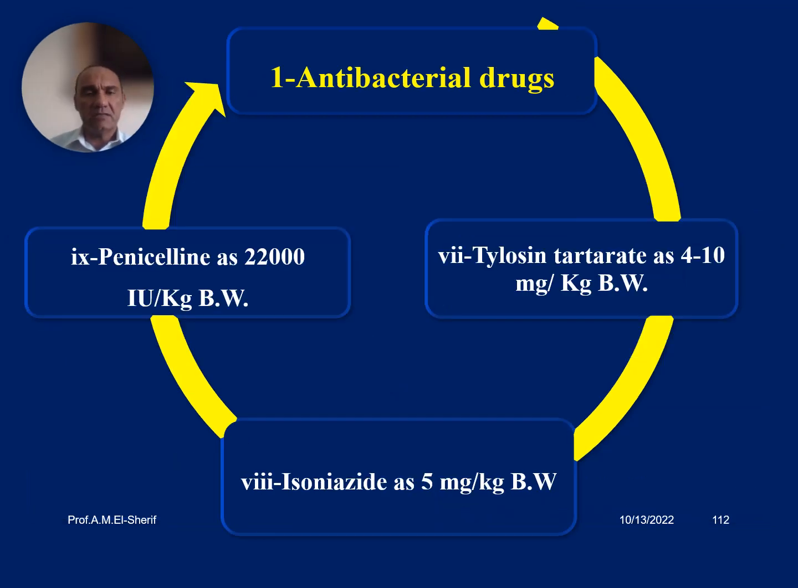Antibacterial drugs. Number 7, tylosin tartrate at 4 to 10 mg per kilogram body weight. This is specific for mycoplasma organisms. Isoniazid at 5 mg per kilogram body weight, and this is used in case of tuberculous animals. Penicillin at 22,000 international units per kilogram body weight.